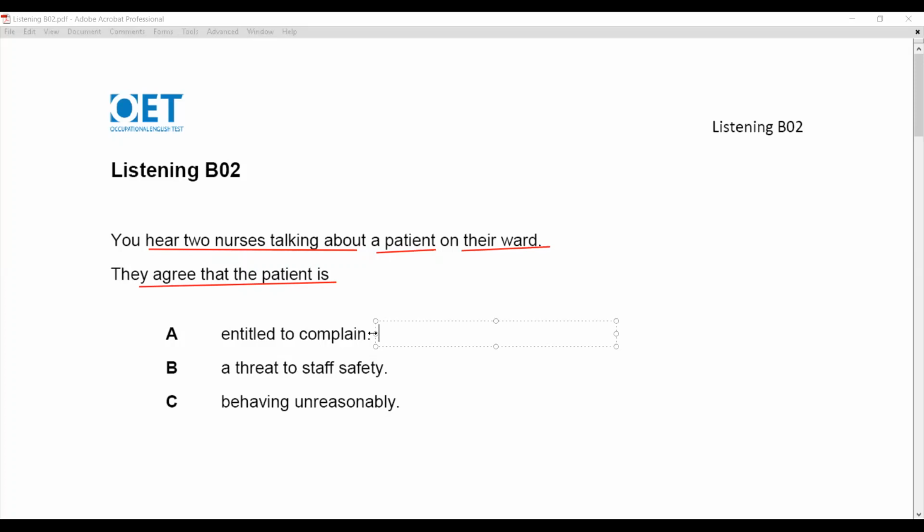Or his complaints are, for example, what they are trying to say is that they are justifiable. This is a positive option. B, a threat to staff safety. Threat means when they are violent or aggressive, and if they have actually harmed any of the staff members. And C says behaving unreasonably. So see, A and C are exactly opposite to each other, because A says entitled to complain. That means both of the nurses feel that the patient's complaints are genuine. He's right in complaining. But C says he's behaving unreasonably. That means both the nurses feel that the patient's behavior is unacceptable.